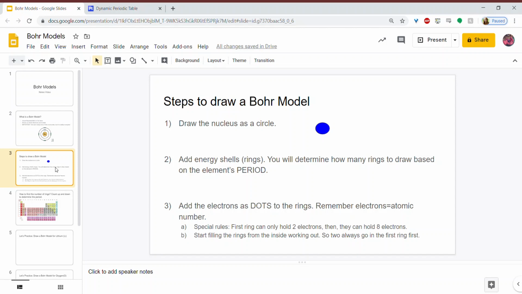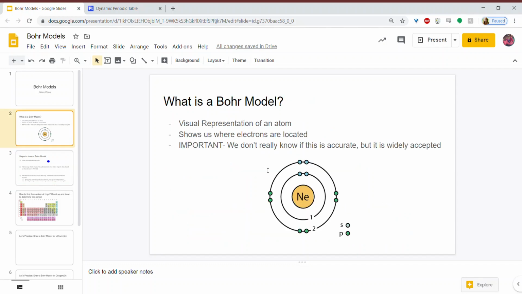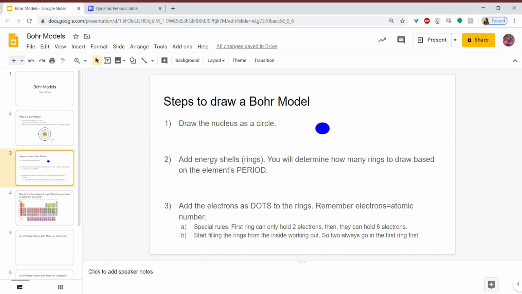The third and final step, and I know I'm going through these really fast, we're going to go through lots of examples. I just want to run through the steps first. The third and final step is to add the electrons as dots. Sounds kind of weird right now, but look, literally there's just a bunch of dots on these circles. So we'll add the electrons as dots. And remember that electrons are equal to the atomic number. We get that from APE-Man, APE. Atomic number is protons and electrons.